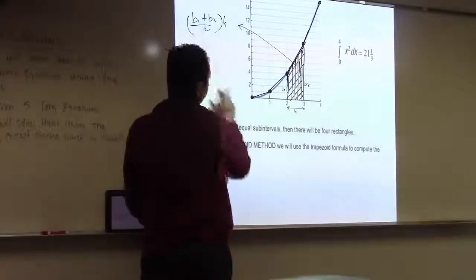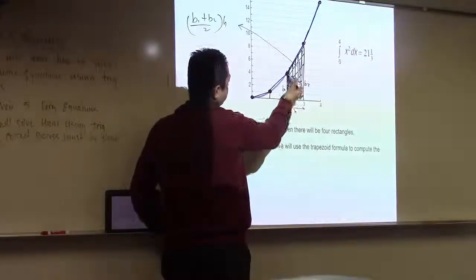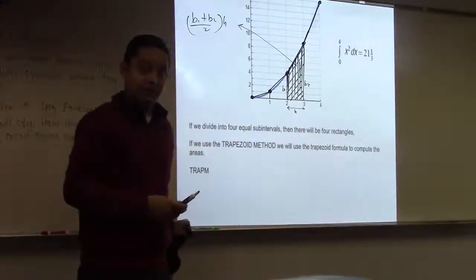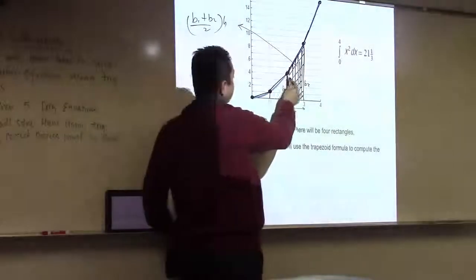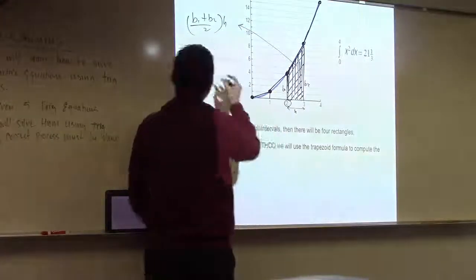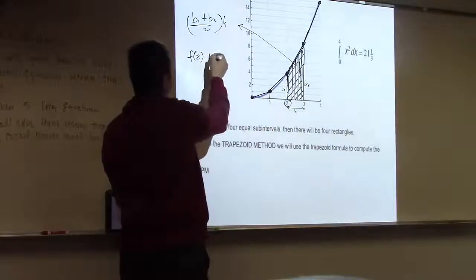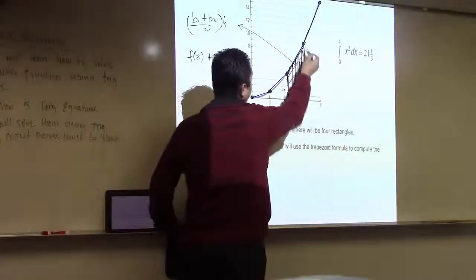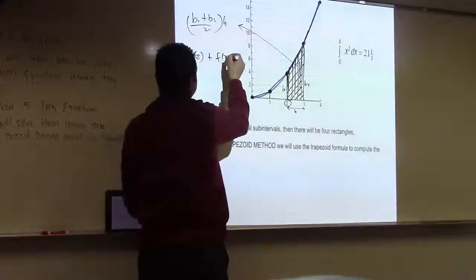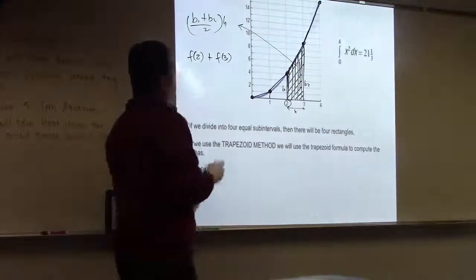What is B1? Well, B1 is the height from here to here. So basically, I'm picking up a dot. And how do you pick up that dot? It's really your F of 2. So it's really F of 2 plus the other dot is your other base. So that's F of 3. So that's B1 and B2.